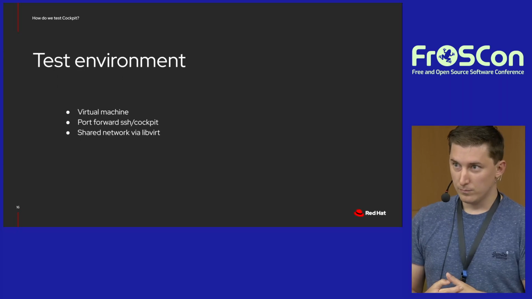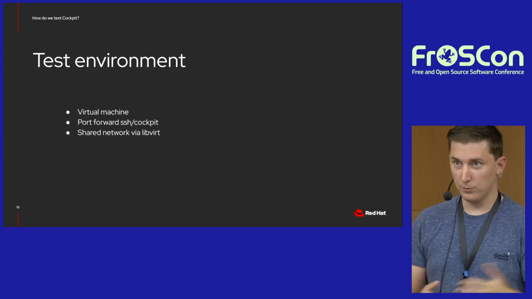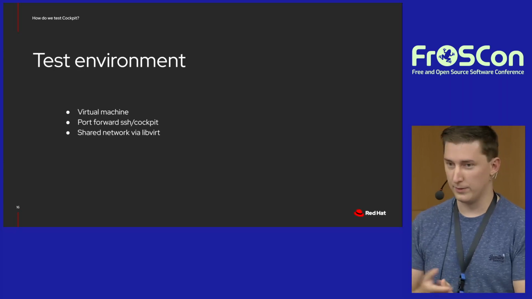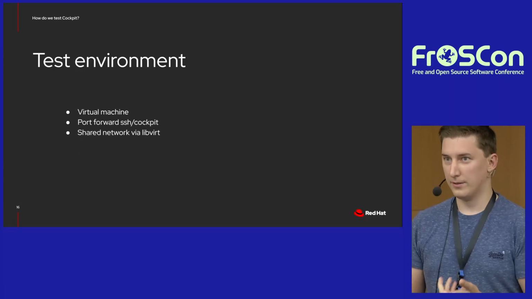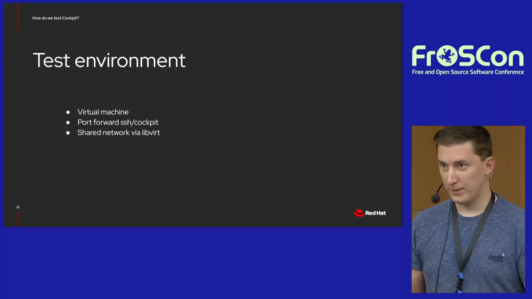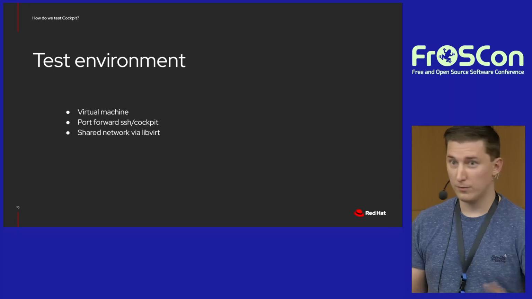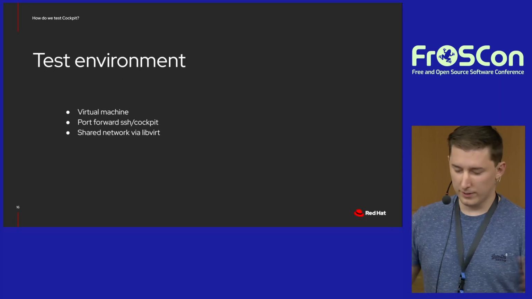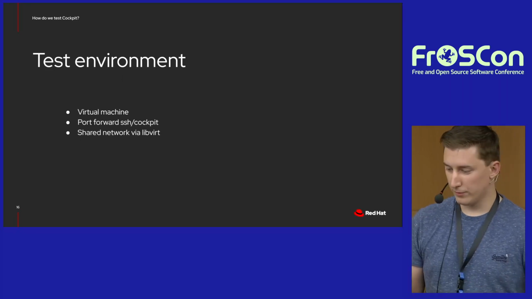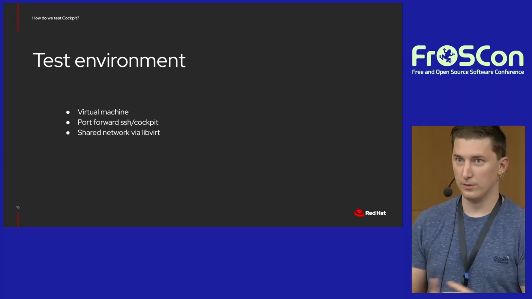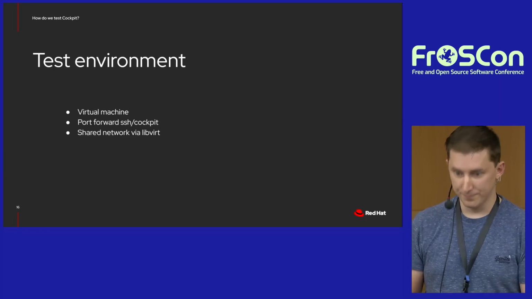And we open 2 ports with port forwarding to this. So we want to have access to Cockpit itself, and we want to have access to SSH. So we can inspect the machine, we can run commands on the machine, we can upload things to the machine for testing. And we also need to sometimes talk to an external service, and for that we use libvirt, so we have a shared network between our 2 VMs, and they can talk to each other.